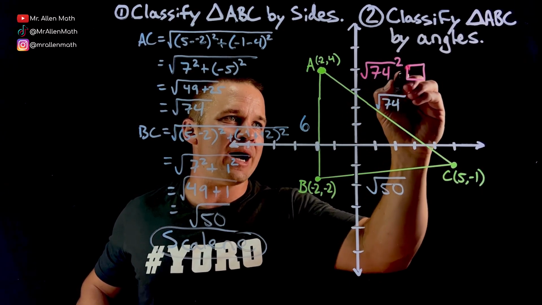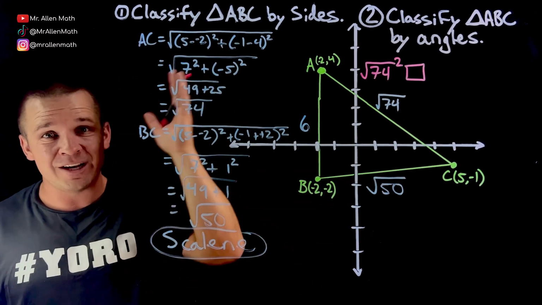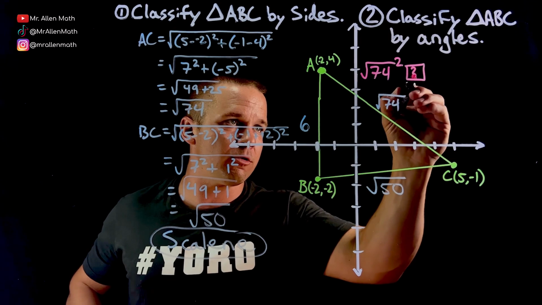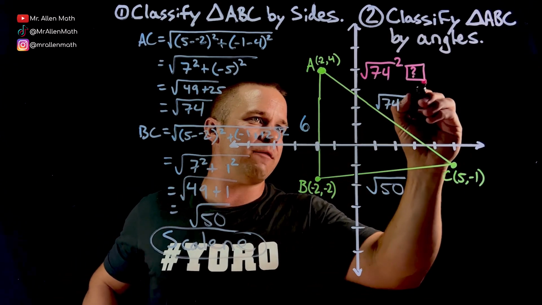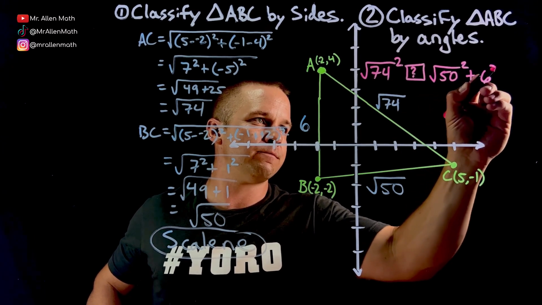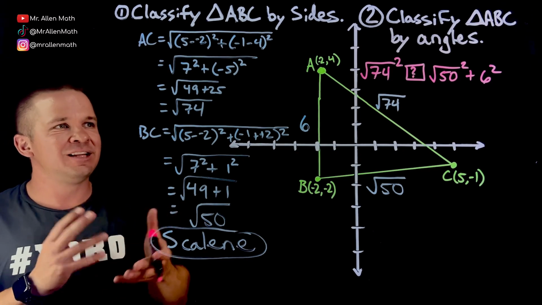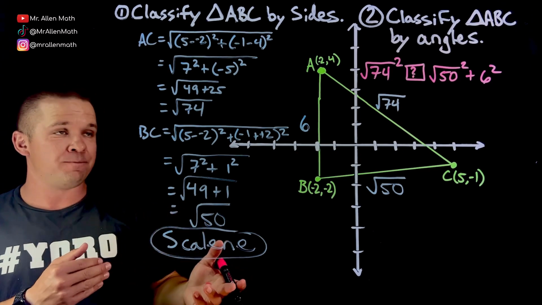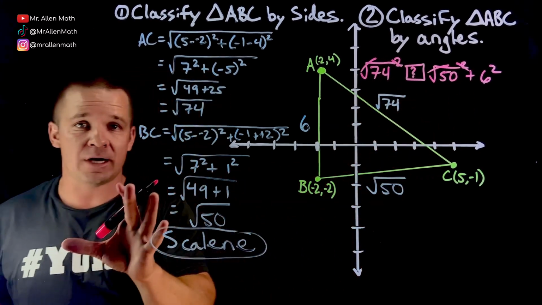So then I'm going to start with the square root of 74 squared. I like to leave a little box here. Is that going to be larger than, smaller than, equal to? I don't know, question mark. And then I can do these two. Doesn't matter the order. So I'll have the square root of 50 squared plus 6 squared. Now you might be seeing why it was advantageous to leave these square roots unsimplified, because now the square roots just cancel.